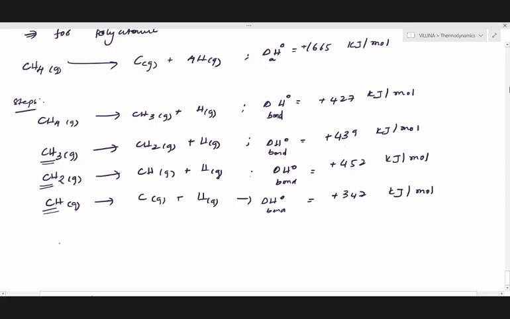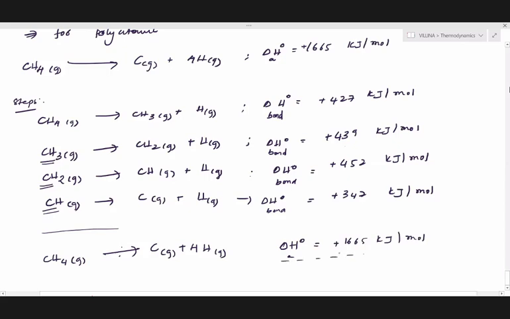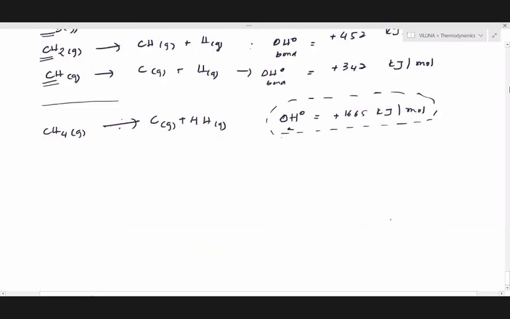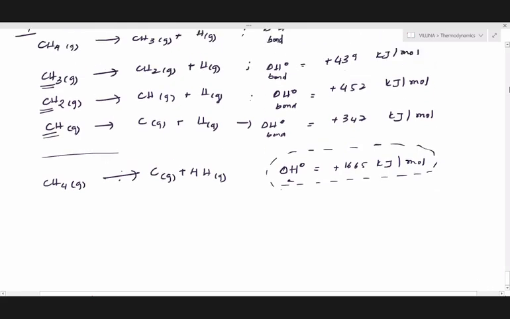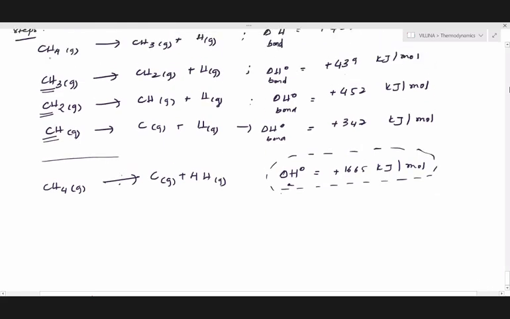If we combine these entire 4 equations, CH4 gas will give 1 carbon atom and 4 hydrogen gaseous atoms, and the net enthalpy change, the delta H of atomization, will be plus 1665 kilojoule per mole. As we were saying, we cannot consider this enthalpy of atomization to be the bond dissociation enthalpy. How many steps have we broken down methane in? 4 steps, right? So we will take the mean, or the average, of the enthalpies.